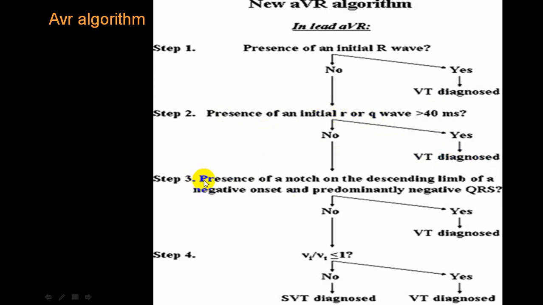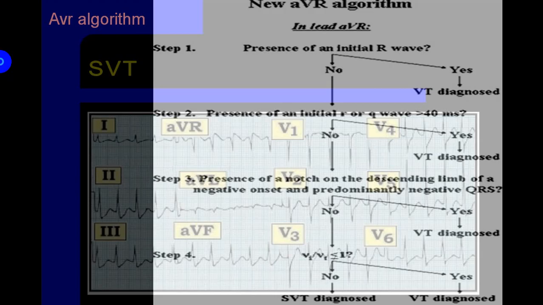If there is a notch on the descending limb, we call that the Josephson sign. That will be in favor of VT. And if it is not there and it is a sharp downstroke, then it is in favor of SVT. All this you can utilize. There is one more step, step 4, where V1 divided by V2 is less than 1. If the answer is no, it is SVT. If the answer is yes, it is in favor of a VT diagnosis.